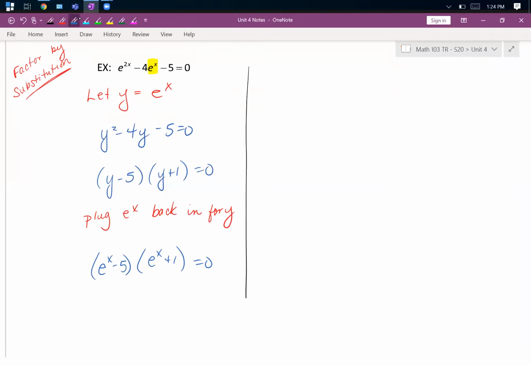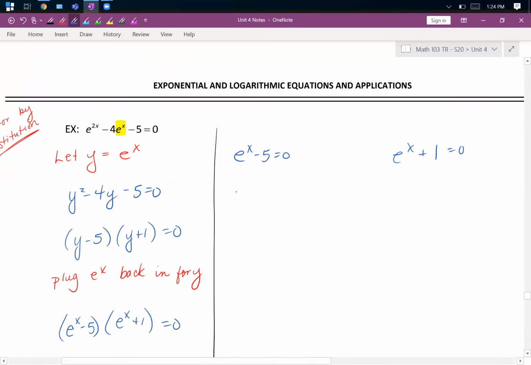We're ready to apply zero product property then. E to the x minus 5 equals 0, or e to the x plus 1 is equal to 0, and we'll solve each of these equations. Looking at our first one, e to the x minus 5, we want to start by isolating the exponential. So e to the x is equal to 5. One term equal to one term, so this means that I can either try the one-to-one property, and if that doesn't work, just rewrite it as a log.